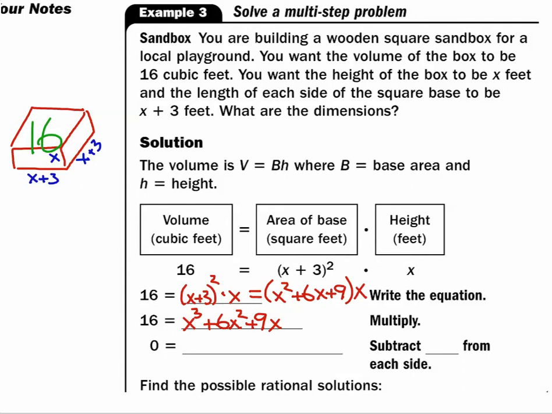That's what 16 equals. However, what we're doing, this factoring business, is only good if it's equal to 0. So move the 16 over. This is similar to the quadratic formula or the other factoring problems we were doing in the quadratics unit, where it only works if it's equal to 0. So x to the third plus 6x squared plus 9x minus 16 equals 0, and that's what you get after you subtract 16 from each side.